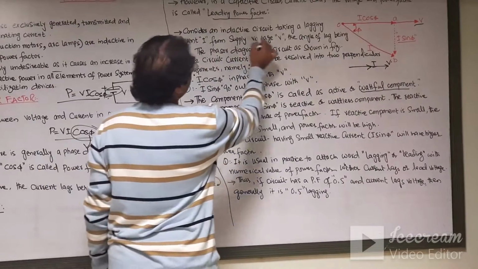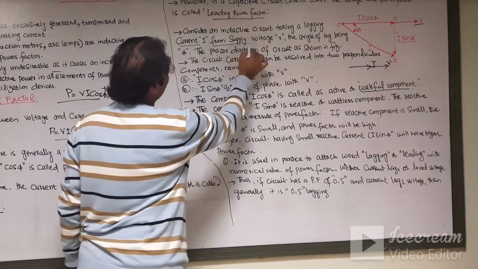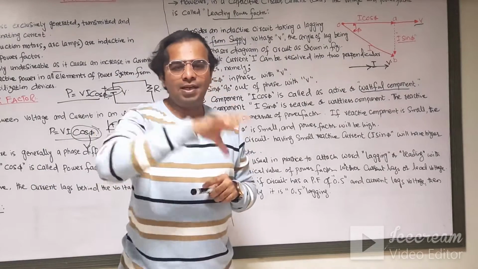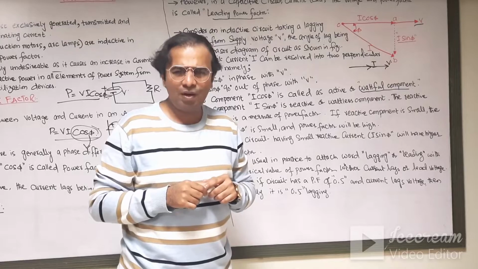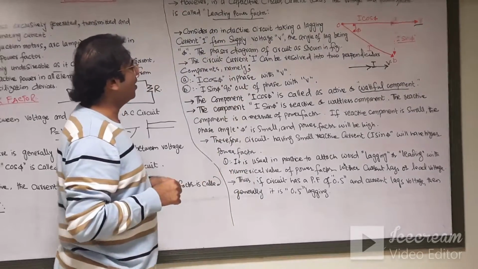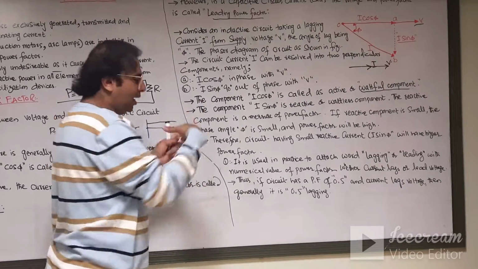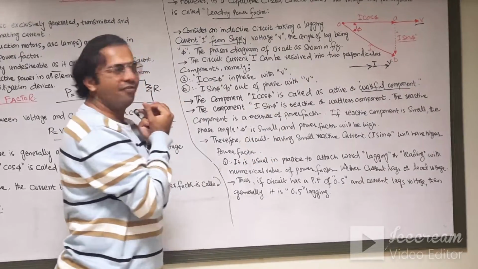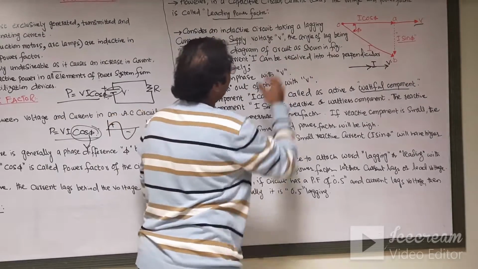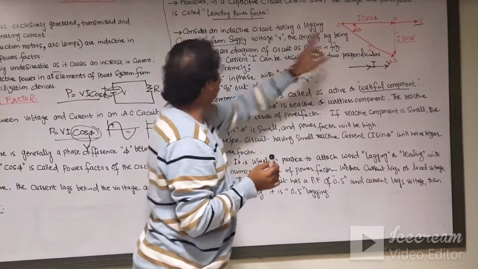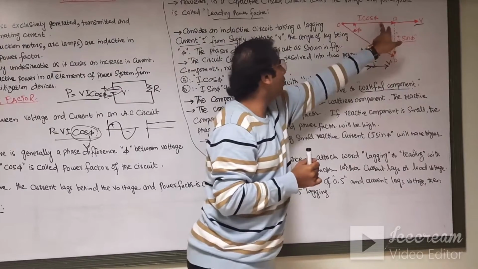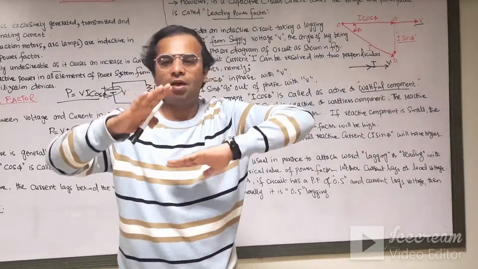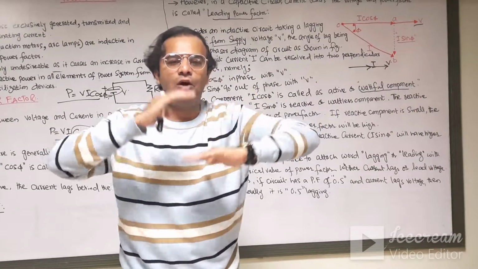Okay. Now consider an inductive circuit taking a lagging current from the supply voltage. If an inductor load is connected with the AC power supply, what is the reason behind it? It draws a lagging current from the main AC supply. Here the angle of lag is phi. You can see the voltage and current are out of phase with each other, not in phase.